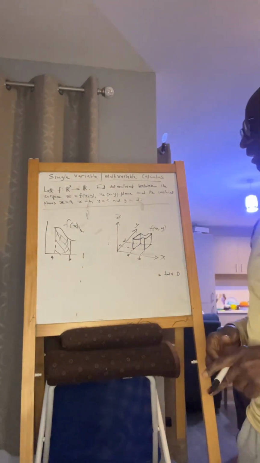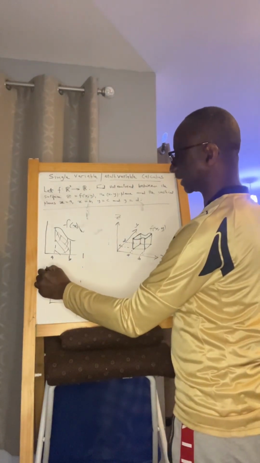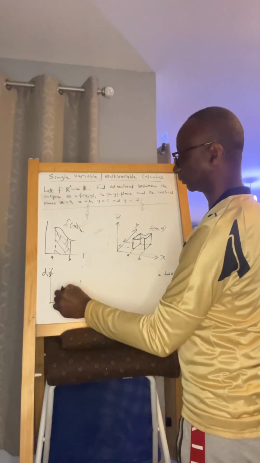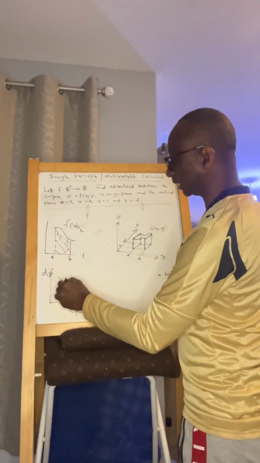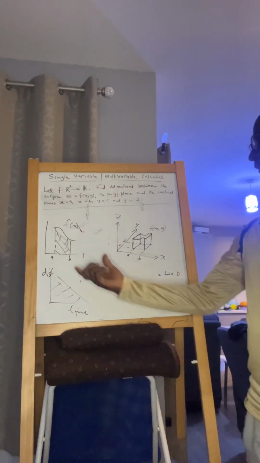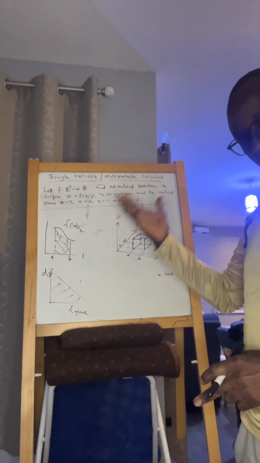Where do we use this? We use this mostly if you have a distance time graph. You want to calculate the area under the graph. This is why we use single variable calculus.